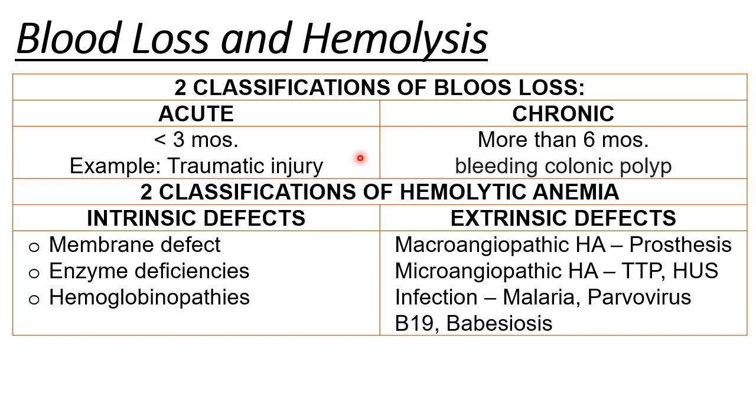Next, we can classify hemolysis into two. No? Pwede tayong classify according to the defects of the membrane. It's either intrinsic and extrinsic. Intrinsic, ibig sabihin nasa loob mismo ng RBC membrane ang problem. Extrinsic, outside RBC ang problem. I-discuss naman natin yan later on, no?